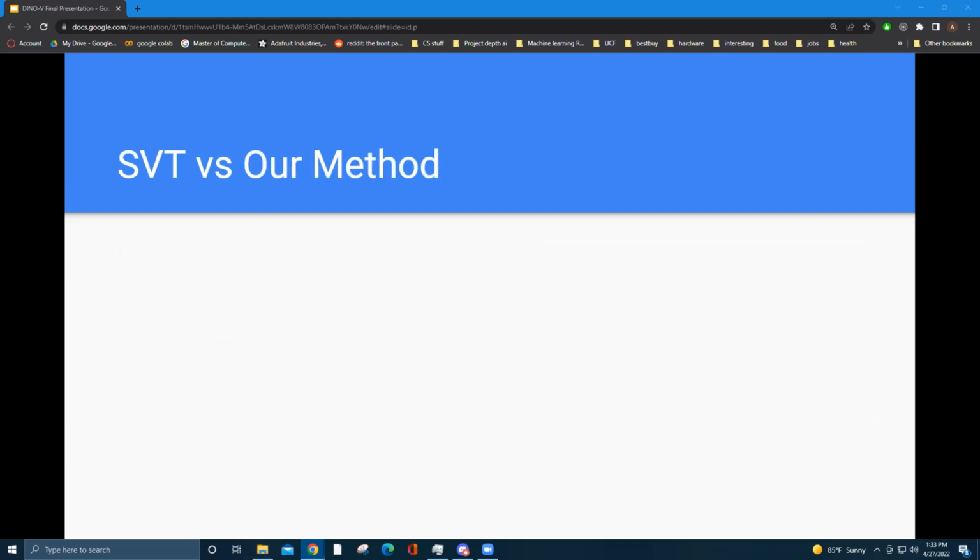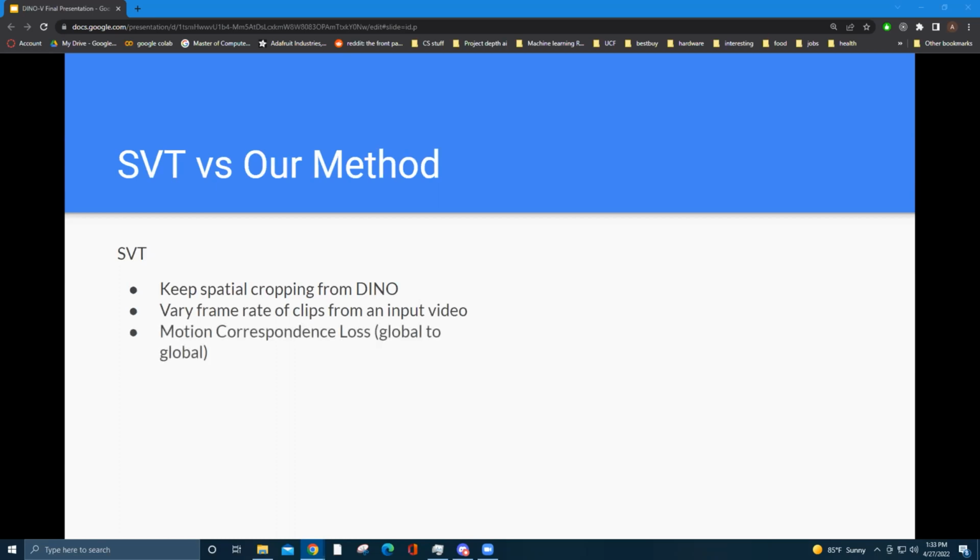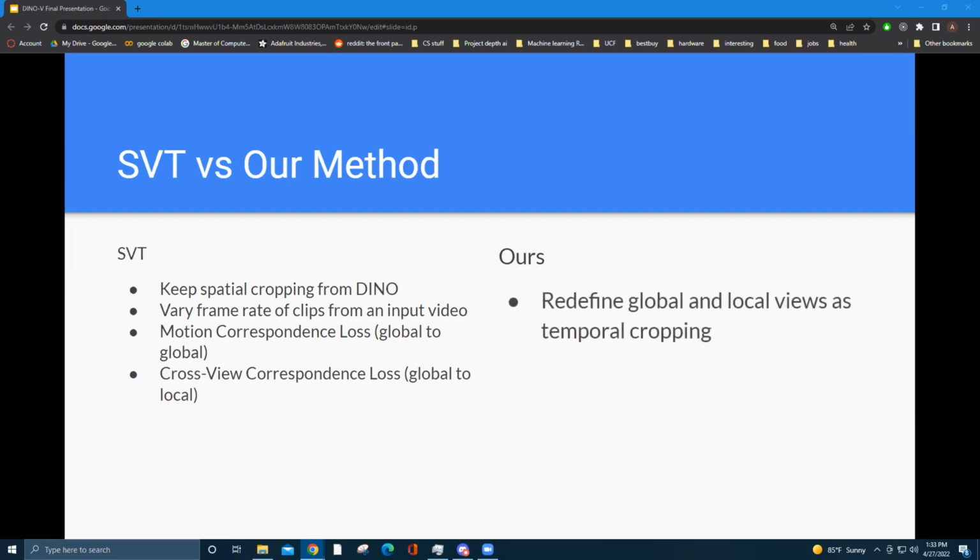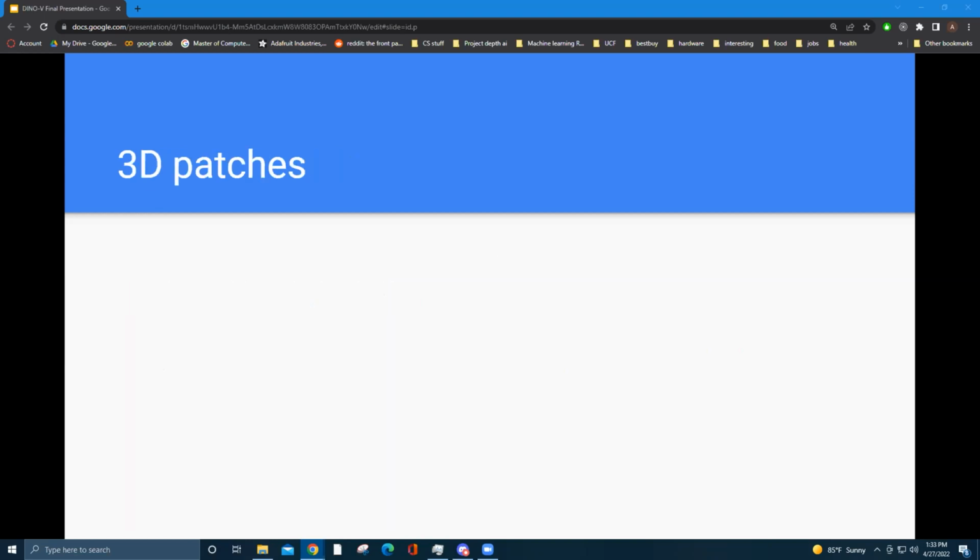So comparing SVT to our method, SVT is going to keep spatial cropping from DINO. It is going to vary the frame rates of clips from an input video. It's going to have motion correspondence loss and cross-view correspondence loss, and our method is going to redefine global and local views as temporal cropping and have DINO loss on spatial temporal features, as well as we will experiment with spatial attention loss.